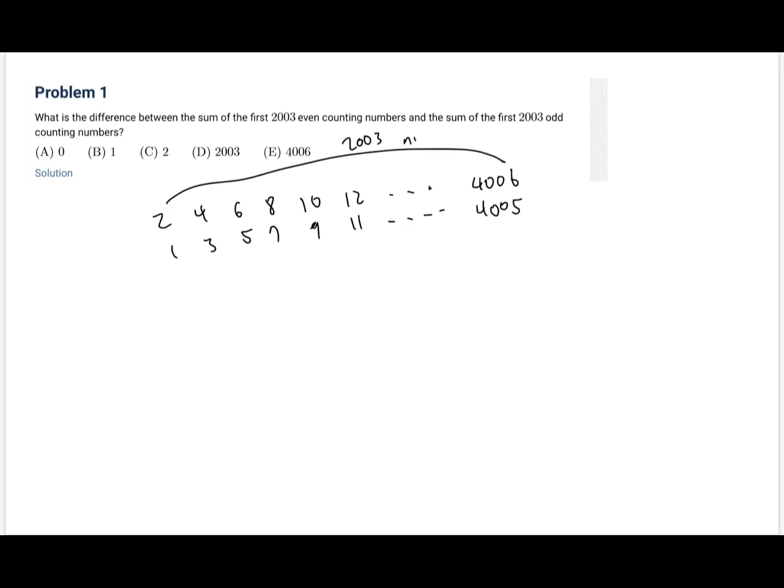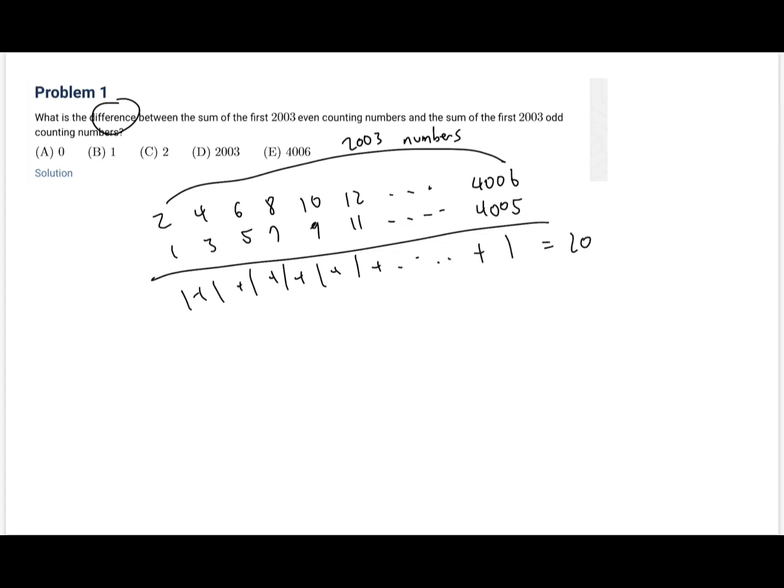So there will be 2003 numbers in total, and the difference would be 1 plus 1 plus 1 plus 1 plus 1 plus 1 all the way up to plus 1, which is 2003. Since there are 2003 numbers, the answer is D.